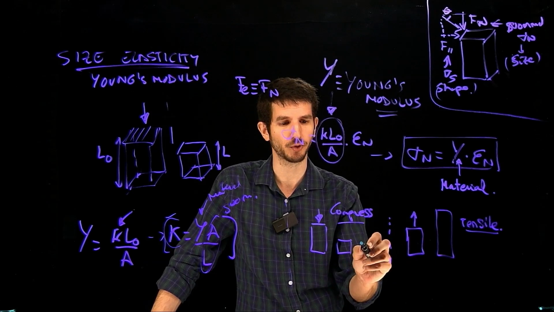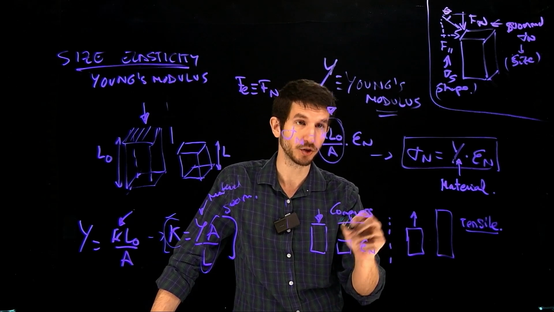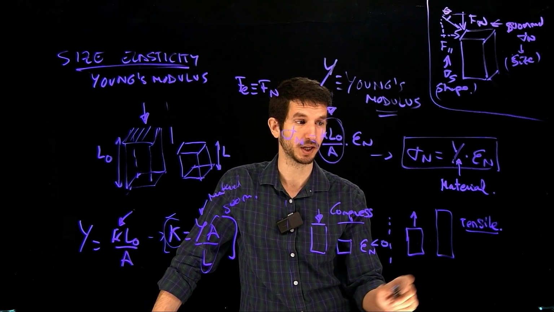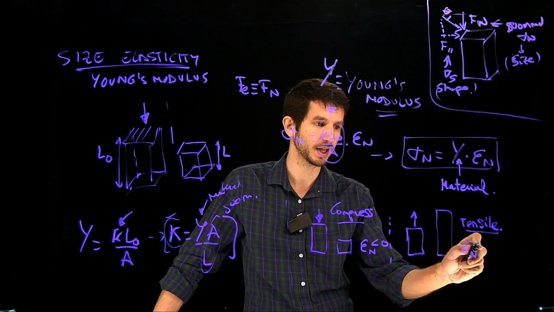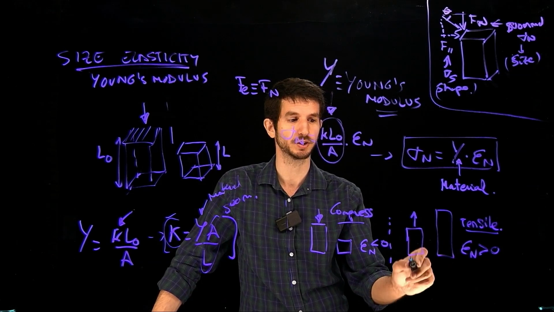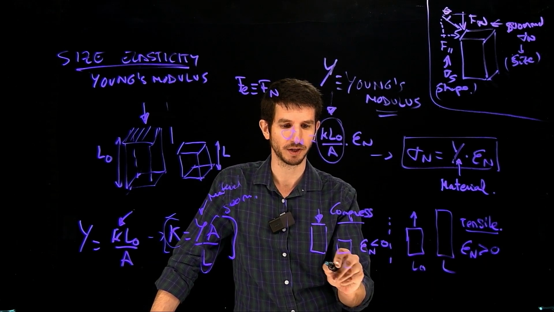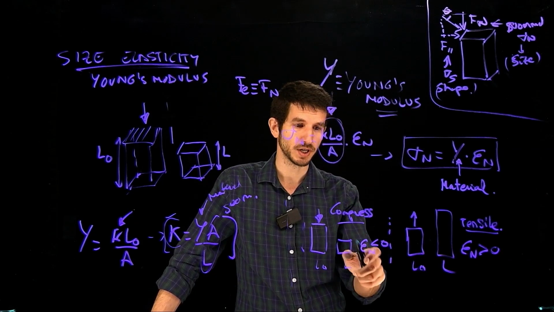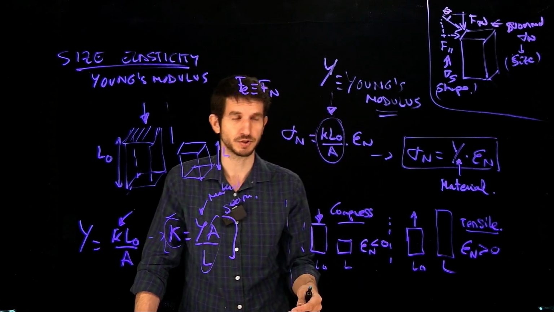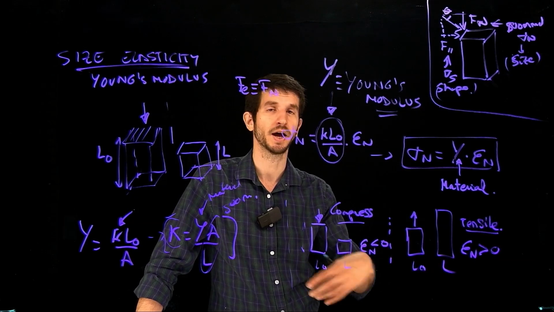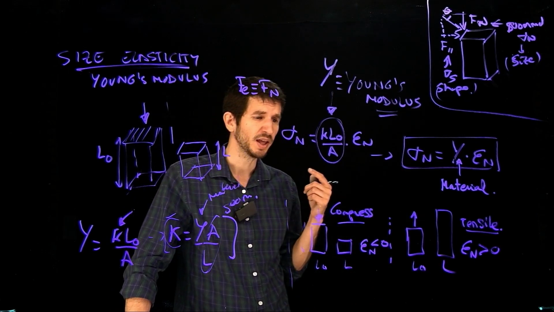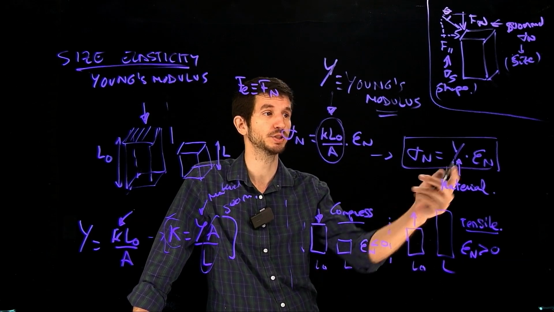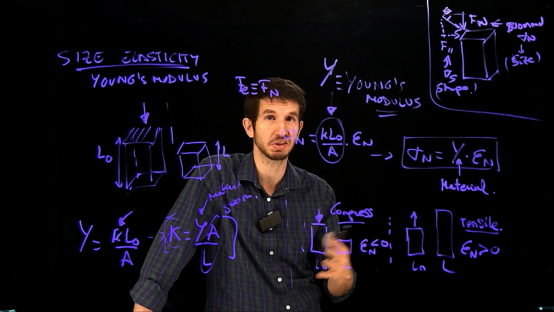The difference is that under compression, strain is negative because the final length is smaller than the initial. And under tension, the strain is positive because the final length is larger than the initial, right? So stresses in compression are going to be negative, stresses in tension are going to be positive. Nothing else we have discussed changes, the sign just comes through. So Young's modulus, as I said, depends on the material, that's it.